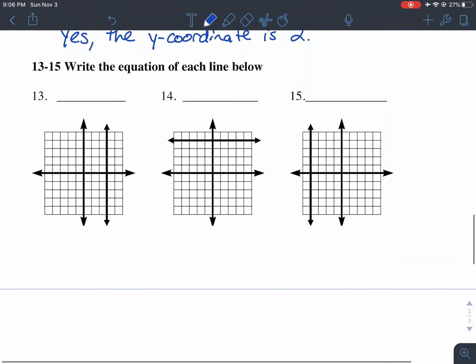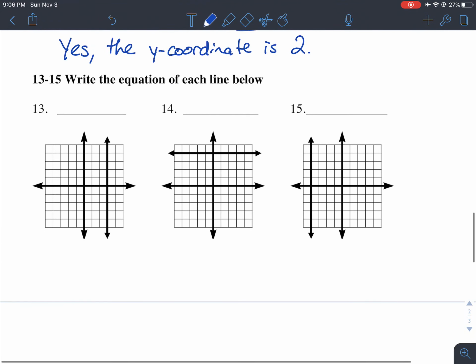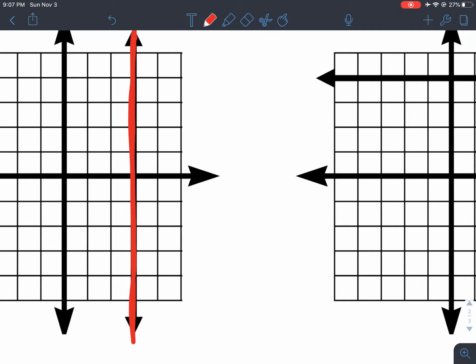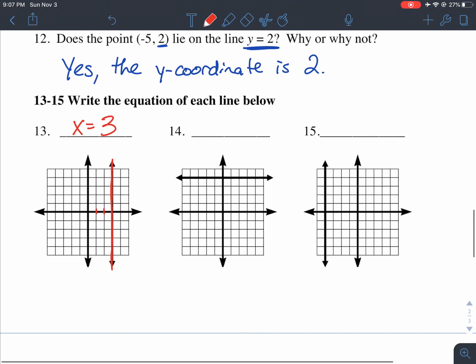Okay. Lastly, we want to be able to look at a graph and we want to be able to determine what that equation is. So in this first case, again, we see it as a vertical line. Therefore, all the x values are the same. X equals a number. We just need to count what that value is. And it's 1, 2, 3. X equals 3.